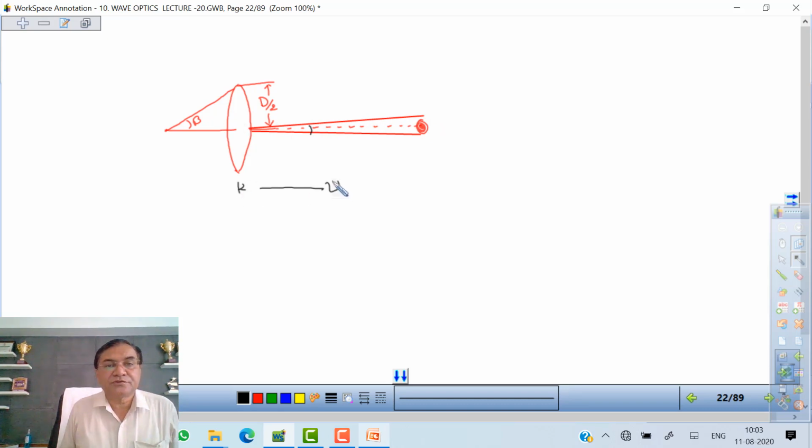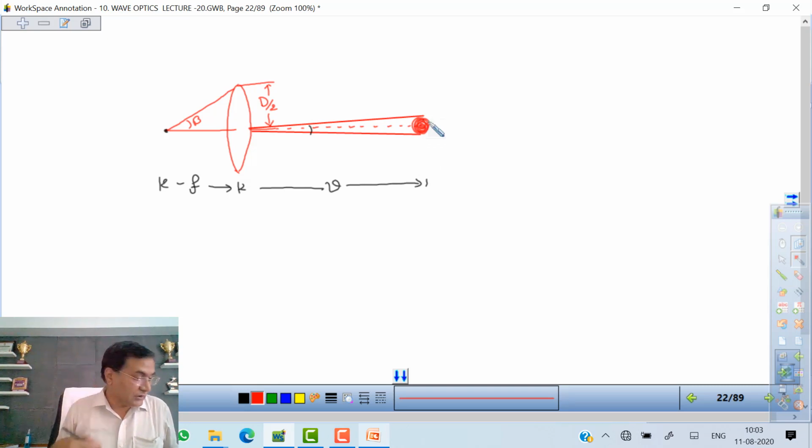The image distance is V and the object is placed at a distance of focal length. So this is your object. This is beta, d by 2. This image distance. This angle is there. And this is your image central maxima. And it is surrounded by, again, rings.